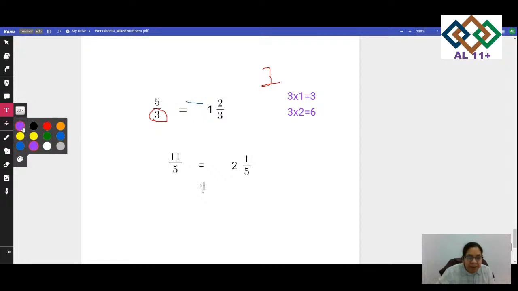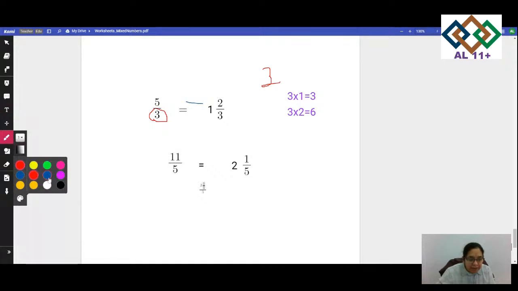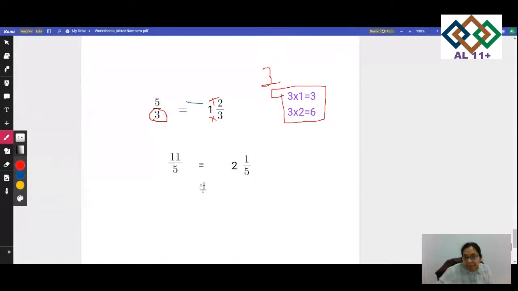Remember, when you're doing mixed fractions, you are multiplying first and then you are adding. So first you have to look at the 3 times table, the same way as I have done here. The closest to 5 is 3 itself, and 3 multiplied by 1 gives you 3. So I will write 3, and in the middle I write 1. So I'm multiplying 3 by 1, that gives me 3.